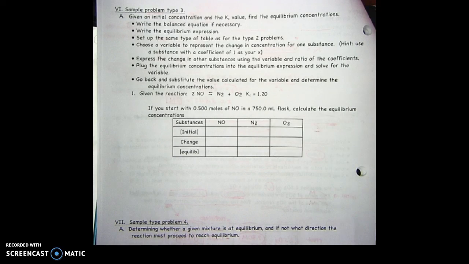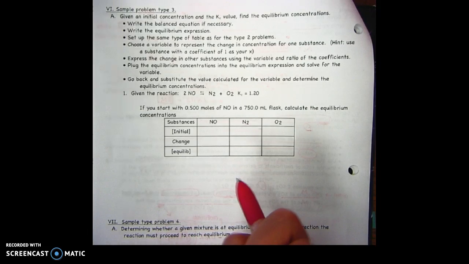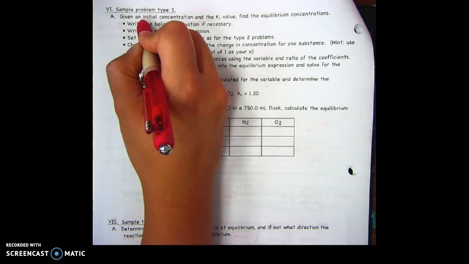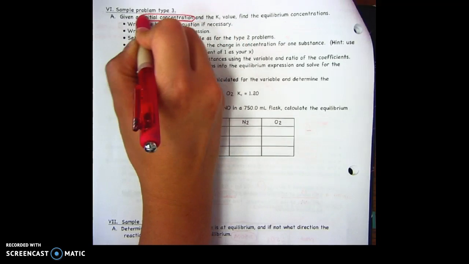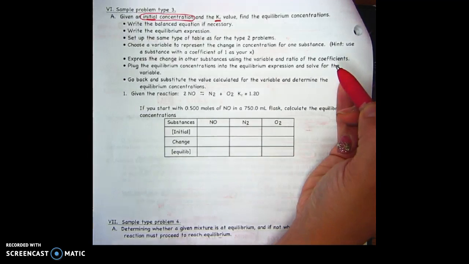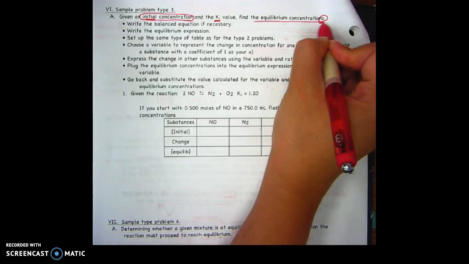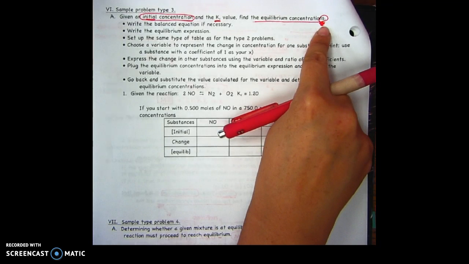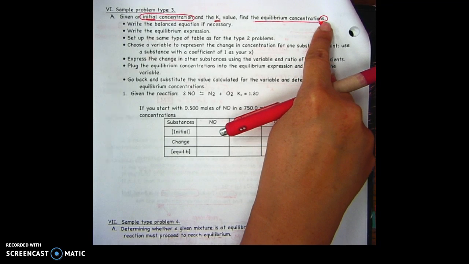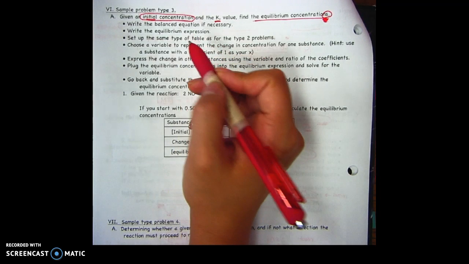All right, so the last problem type I'm going to go over with you guys today, sample problem type 4, I'm going to do with you on Monday when we get back from the weekend. But this is where you're given just one, again, initial concentration, and you actually are given the equilibrium constant as well. But now you're being told to find all of your, again, multiple concentrations. Okay, so remember, if they say find the concentrations, plural, you know you're going to have to do an ICE chart. Okay, so let's look at the setup here.